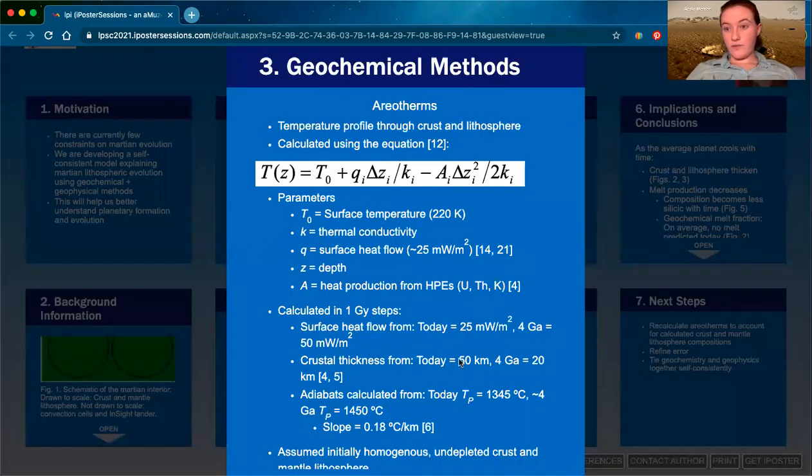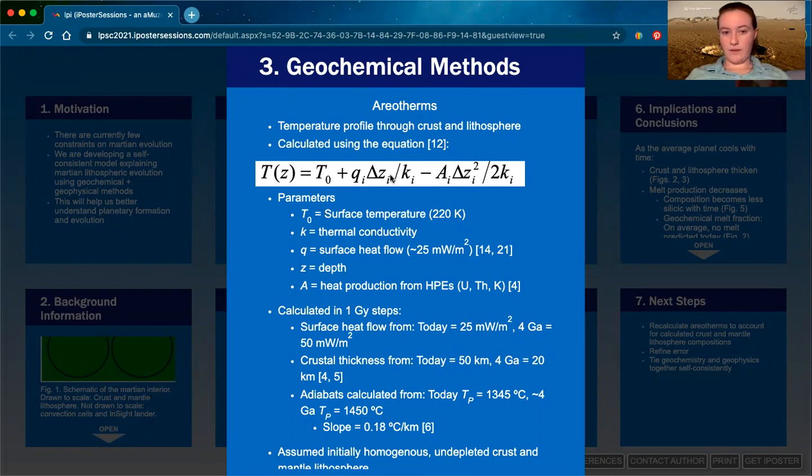So we use two different methods: geochemical and geophysical methods. The reason we use these two different methods is because they tend to tell us very different things about a system, and we want to know what's actually happening on Mars. So we're combining these two different methods to get a better idea of what's actually happening in the planet.